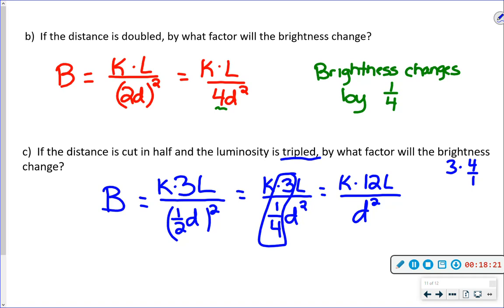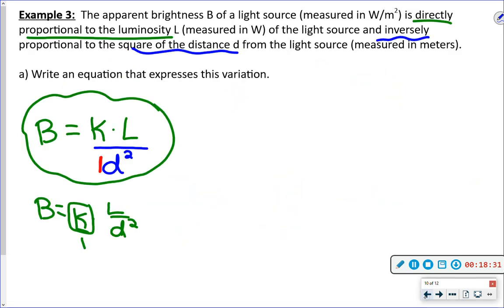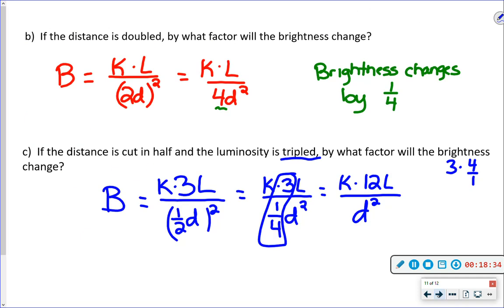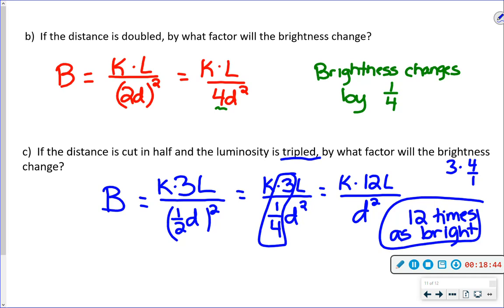If the distance is cut in half, yeah, I did it. Luminosity is tripled, yeah, I did it. By what factor will the brightness change? Well, clearly, you've got the 12 in here now from our original equation. We've got the 12 up there, so it's 12 times as much. That's my final answer. 12 times as bright, since we're talking about brightness, I guess. And again, just to point out, this one was the 1/4, because the 4 is in the bottom. You have 1/4 down there. Here we just had the 12.